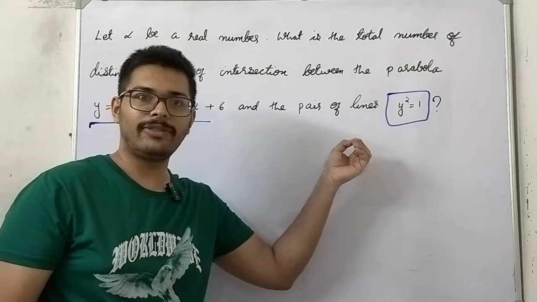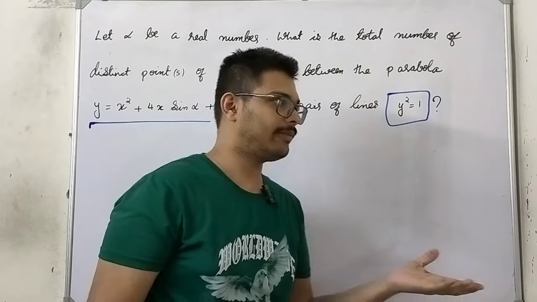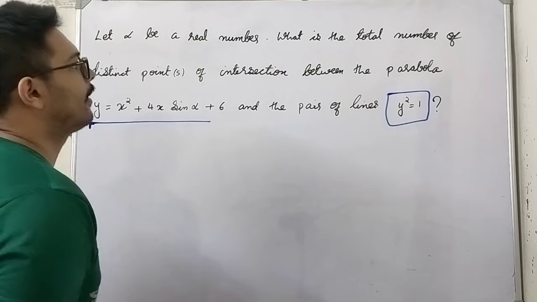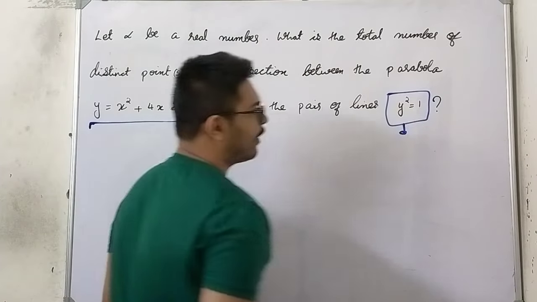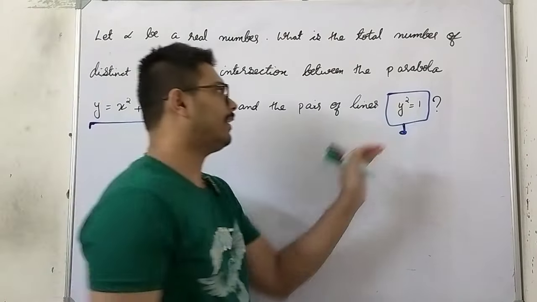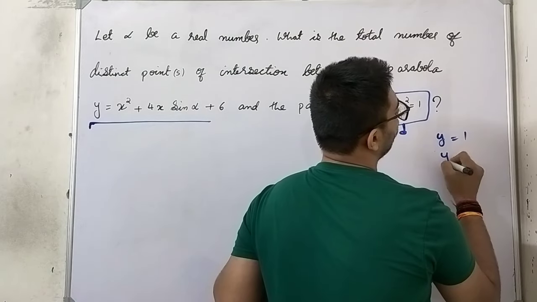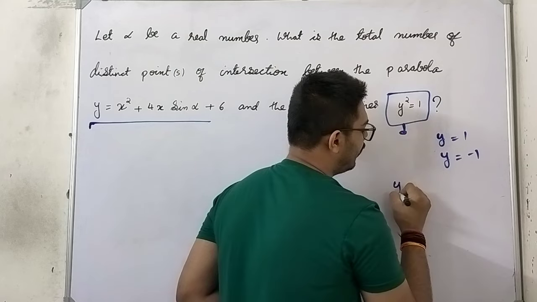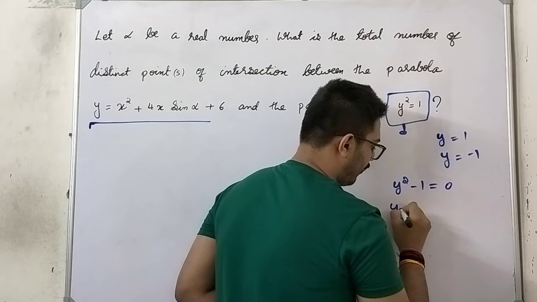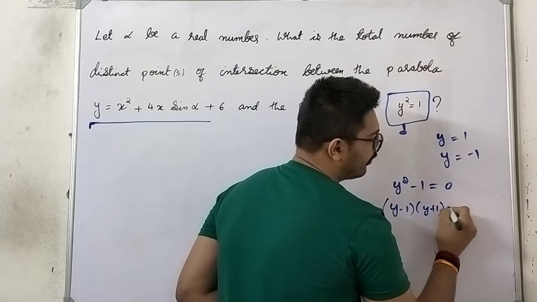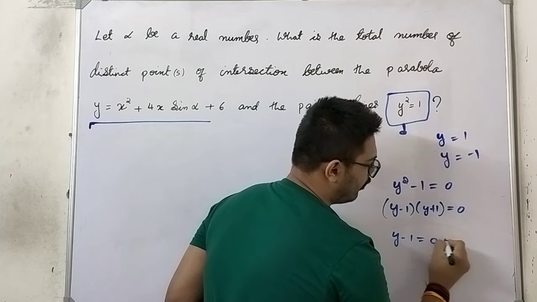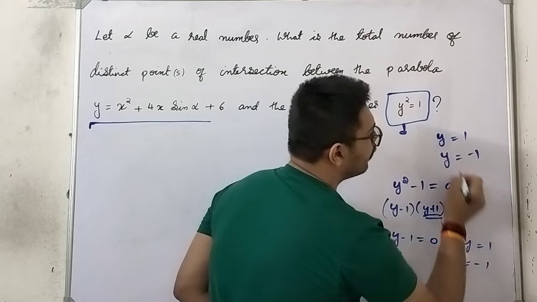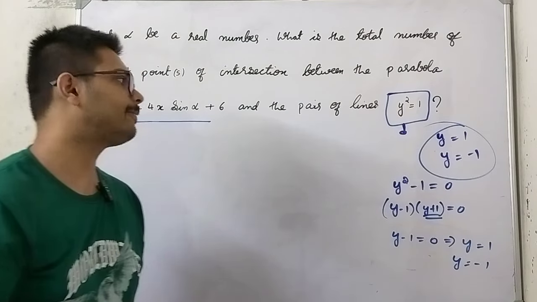They haven't asked for the solution. We need to find only how many points of intersection there are. We don't need to find what the points are. First I am taking this pair of lines. If you want, you can directly write y equal to 1 or y equal to minus 1. You can take the square root, or you can take this 1 to the side. y square minus 1 equal to 0, (y minus 1)(y plus 1) equal to 0, which means y equal to 1 and y equal to minus 1. Both will give us the same result.